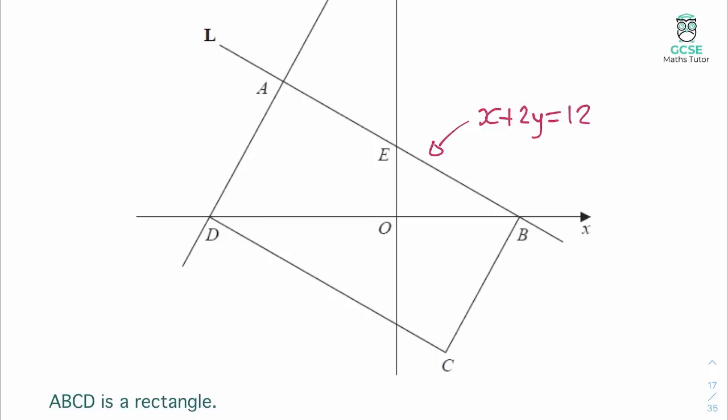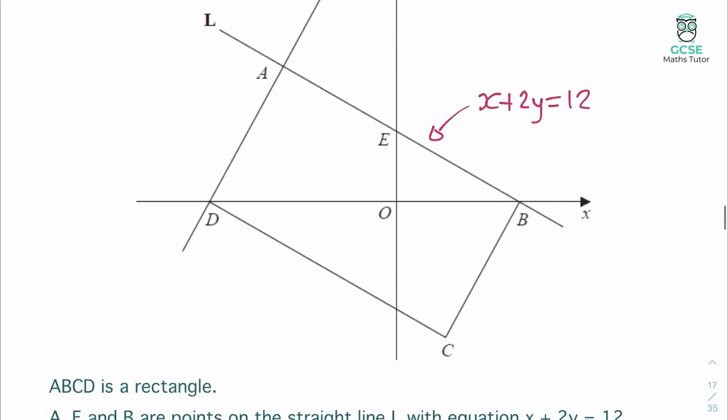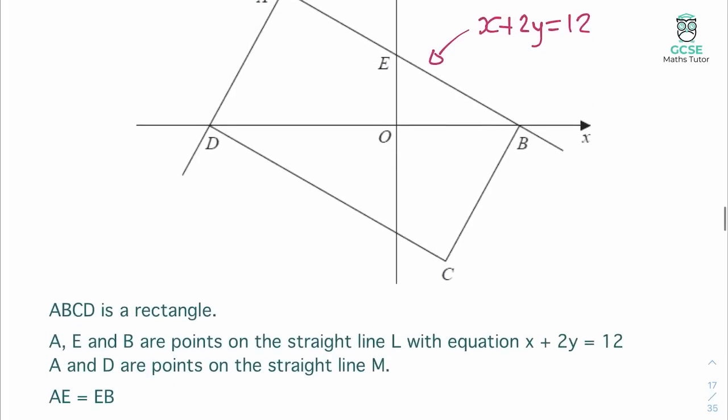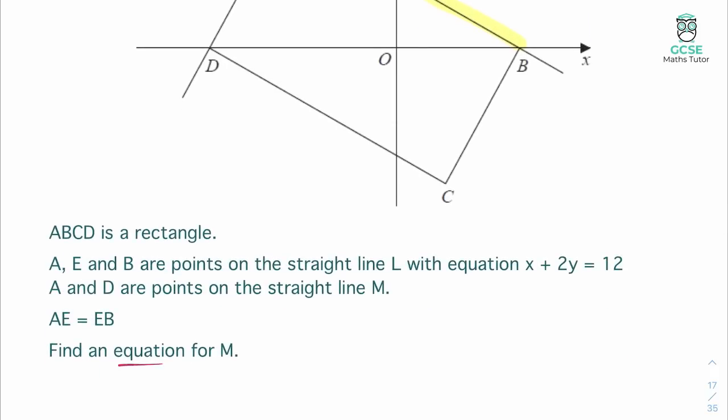I want to make that y equals to start with. That's the first thing that pops out. So A and D are on the straight line M, which we can see over there. AE is equal to EB. So E is the midpoint, so those two are equal. And E is the midpoint of that, and find an equation for M.